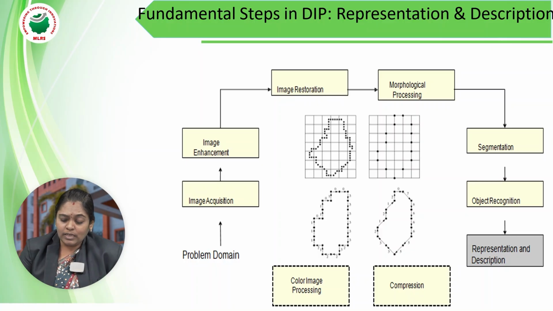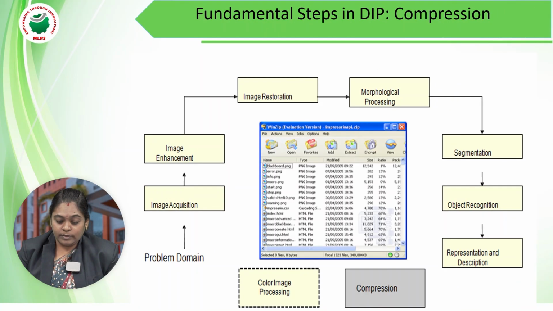If you are representing those objects in a manner which is understandable by a computer, then it is called representation and description. If you are grouping all these pixels in order to form a specific shape or structure of an object, then it is called representation and description.